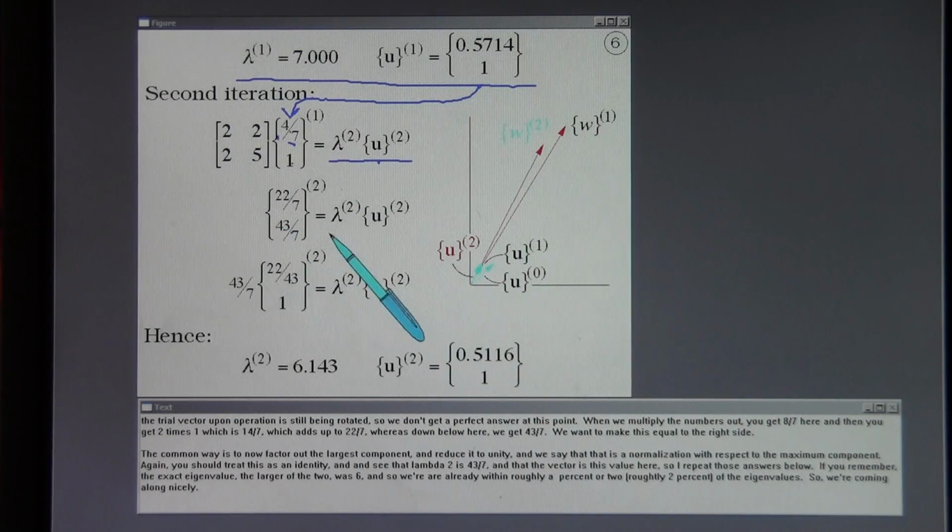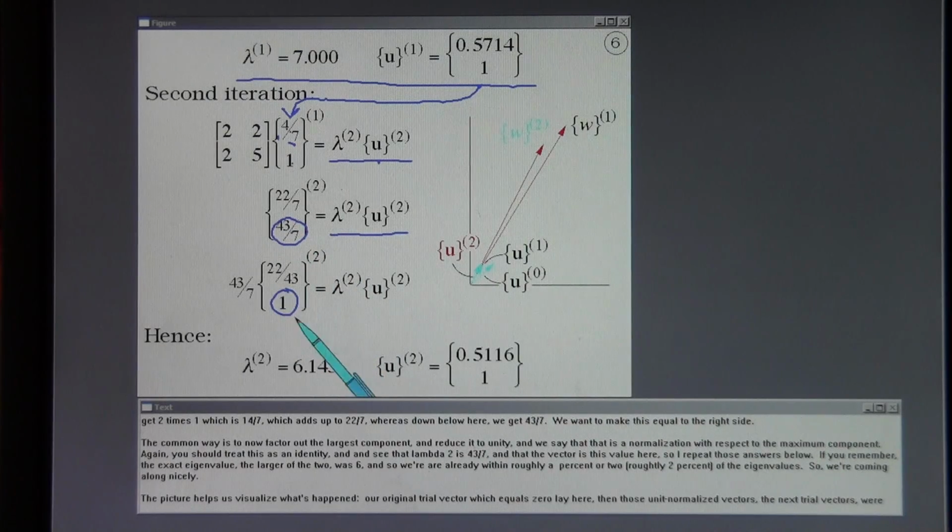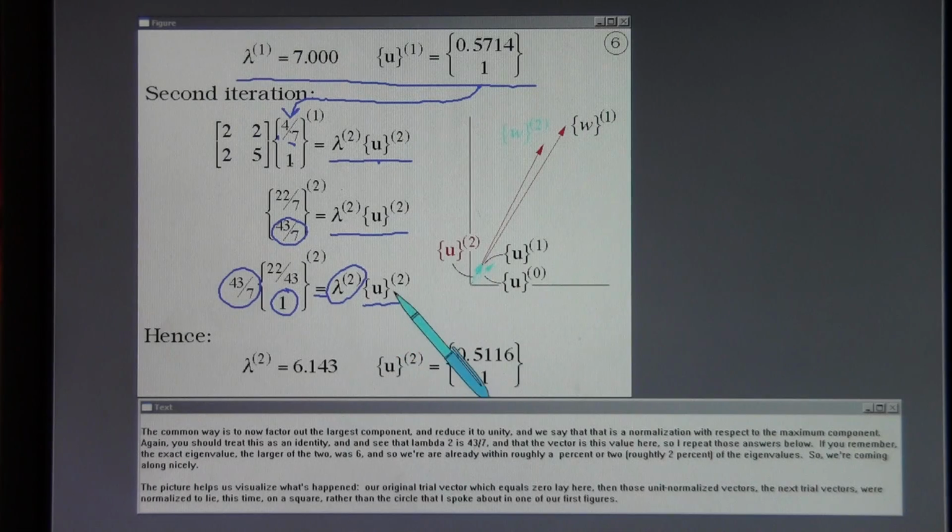We want to make this equal to the right side. The common way is to now factor out the largest component and reduce it to unity, and we say that is a normalization with respect to the maximum component. Again, you should treat this as an identity and see that lambda 2 is 43/7 and that the vector has this value here. So I repeat those answers below. If you remember, the exact eigenvalue, the larger of the two, was 6.